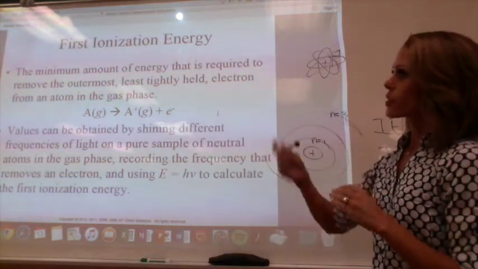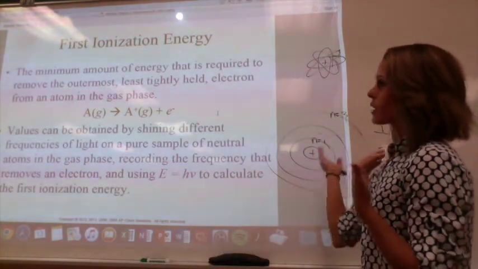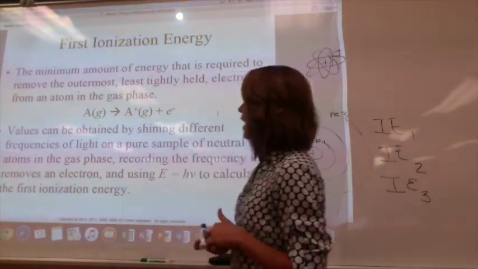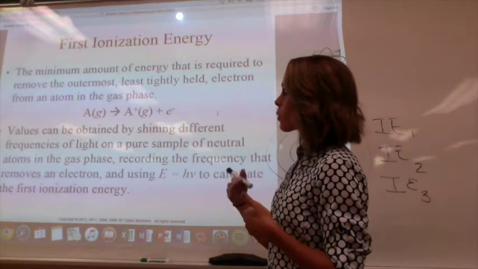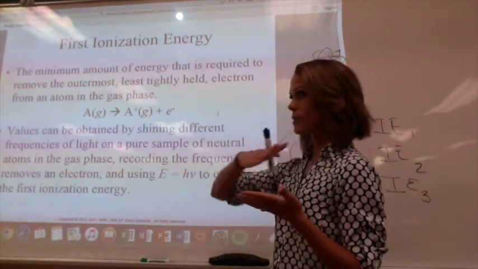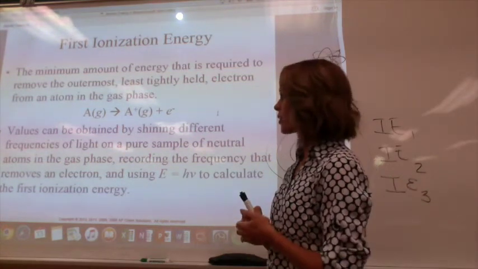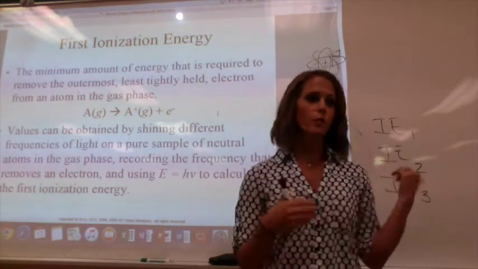So this is a general equation for the removal of an electron, because you now create a positive ion. And this is happening in the gas phase. And you can determine the energy required to do this by shining the frequency of light. Frequency is directly related to energy. And then you can calculate the energy required to remove an electron.